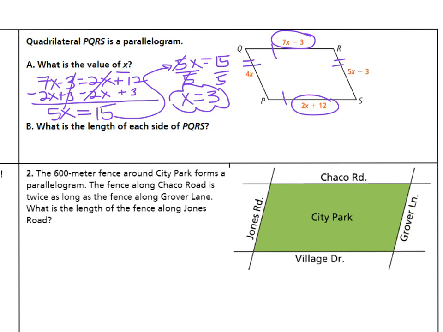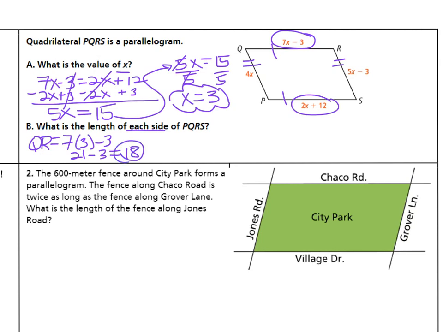But then it says for part B, what is the length of each side in PQRS? So now we need to take 3 and plug it back in. I'm just going to start at the top and go for QR. 7 times 3 minus 3 would be 21 minus 3, which is 18.